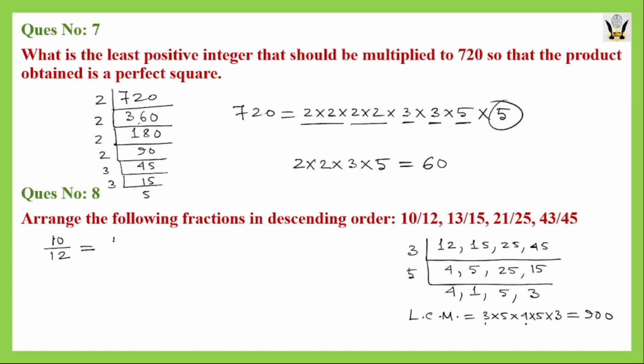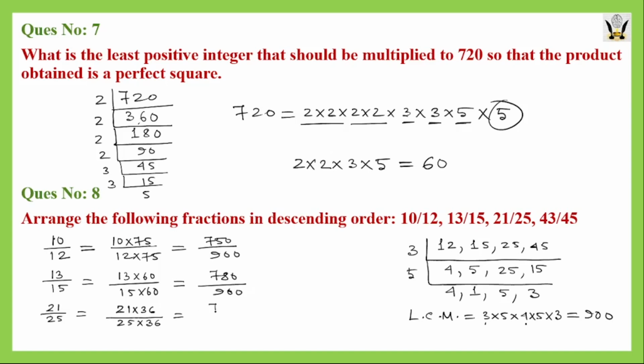So the numerator at the same time will be multiplied by 75. And what will be the new value of that fraction? It will be 750 divided by 900. Both the values are the same. It will be 780 divided by 900. Now the third option will be 756 divided by 900. And the last fraction 43 divided by 45.